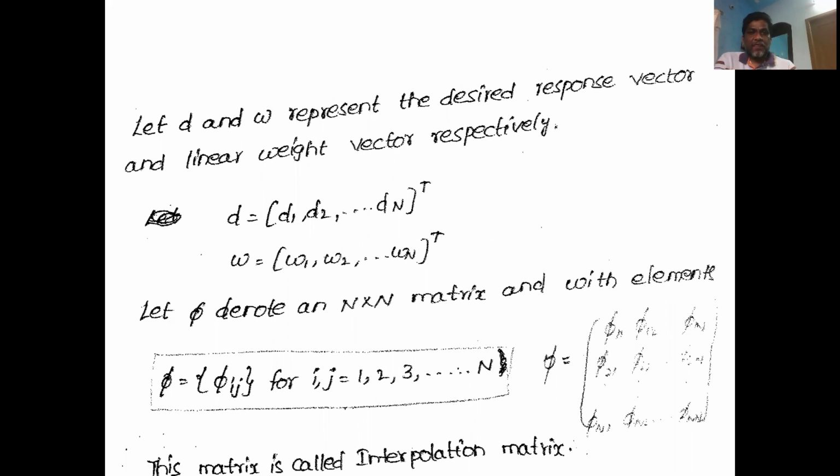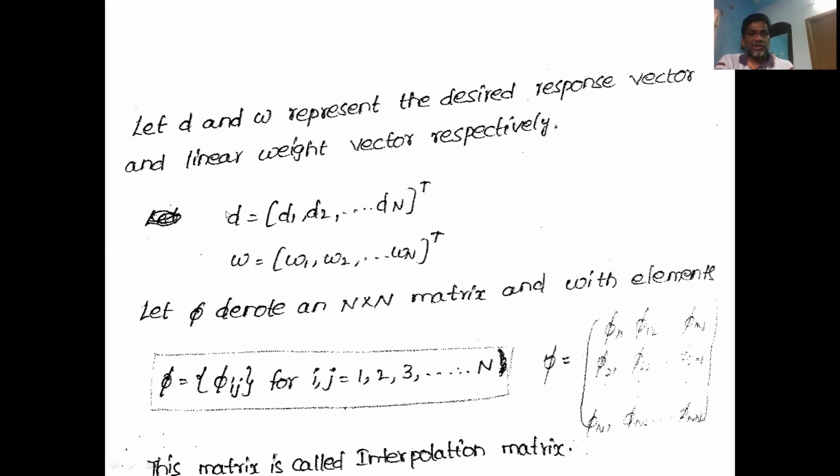calculating the mapping. Now, let us understand how we can represent the relationship between the desired response and input patterns with the help of the weight matrix and a nonlinear mapping function. Let us assume that D and W represent vectors: the desired responses d1, d2, and so on, dn, all to the power of T, as a column vector, and the weight vector w1, w2, and so on, wn, all to the power of T, as a column vector.